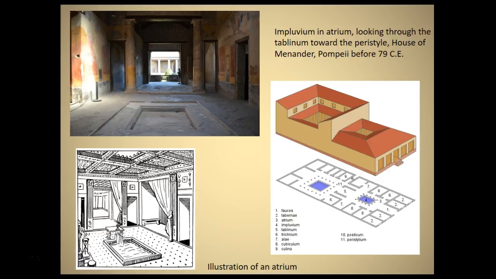Communicating with the peristyle would be a functional room like the kitchen, the culina, this is number 9 in the diagram, bedrooms, cubicula, number 8 in the diagram, slave quarters, latrines, and baths in some cases, and the all-important dining room.